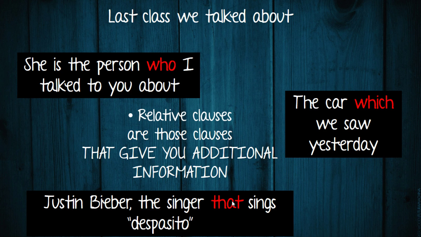Alright? That's it. Simplemente para finalizar este recordatorio, las relative clauses te dan información adicional sobre la oración original, ¿ya? En este caso dice, ella es la persona de la que te hablé ayer. Ese de quién te hablé ayer es información adicional para que tú sepas de quién te estoy hablando. Ese es el auto el cual vimos ayer. El que vimos ayer o el cual vimos ayer es información adicional para que tú puedas identificar the car we are talking about. Alright? So that's what we talked last class.